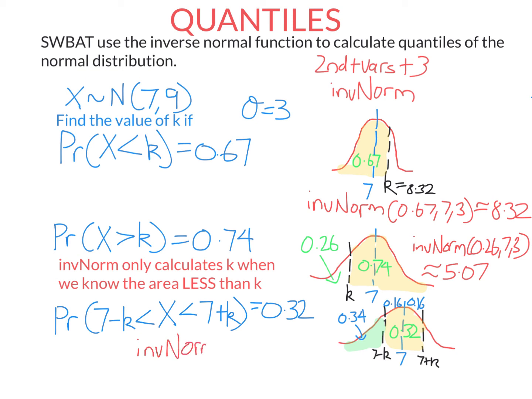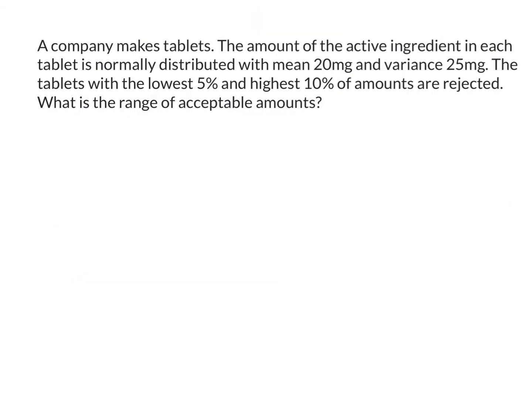So if I put inverse normal 0.34 and then the mean and standard deviation, I get about 5.76. So this isn't the value of k. I've found that 7 minus k equals 5.76. So solving that really simply, k would equal 1.24. All right, let's now do a worded problem on this. So let's try this one here.